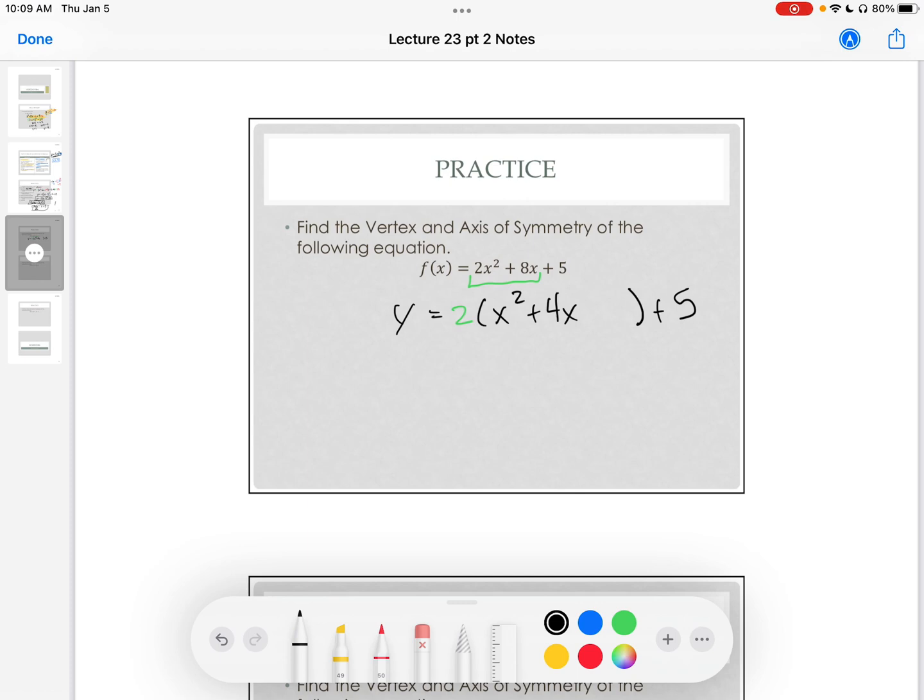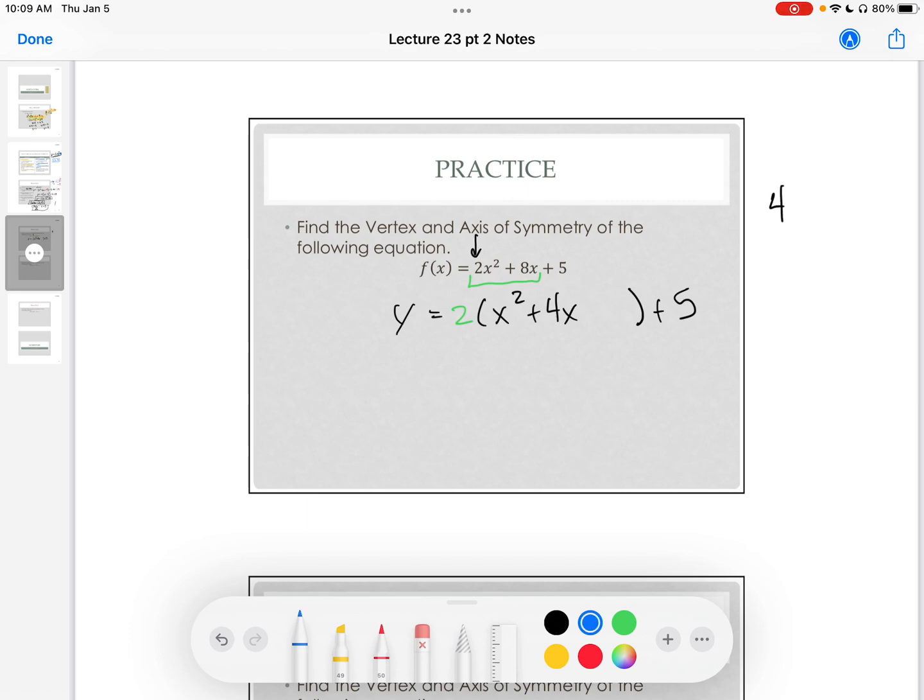Everybody okay so far? Factor the number that is in front out of the first two terms. Okay? Leave a space for what you're going to plug in for your magic number, and then you got your plus 5 outside of the parentheses. Okay? Next thing, we are ready to find our magic number.